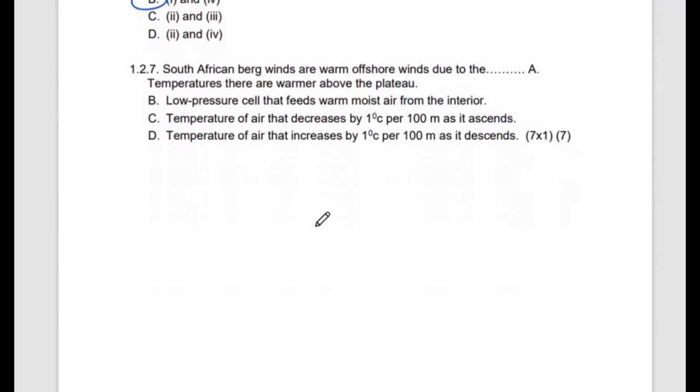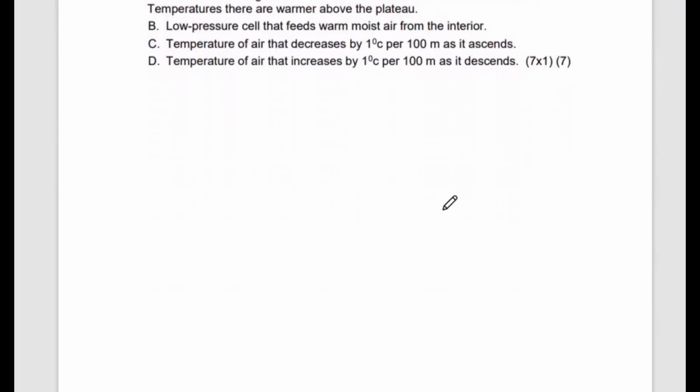Right, we move on to question number 127. South African Berg winds are warm offshore winds due to the dash. Why are South African Berg winds warm offshore winds? Due to what causes that?